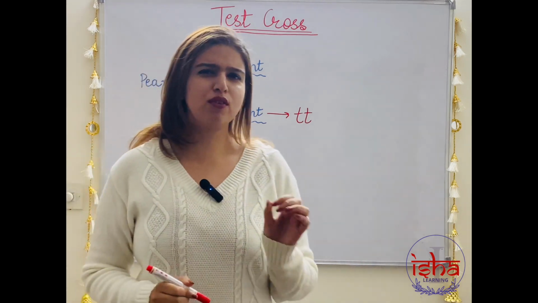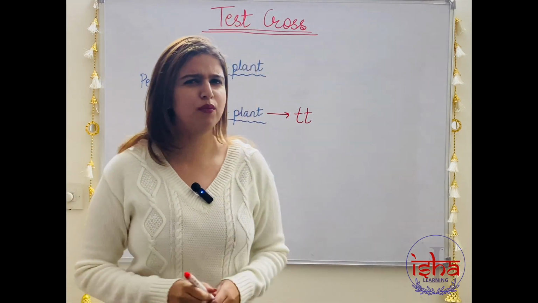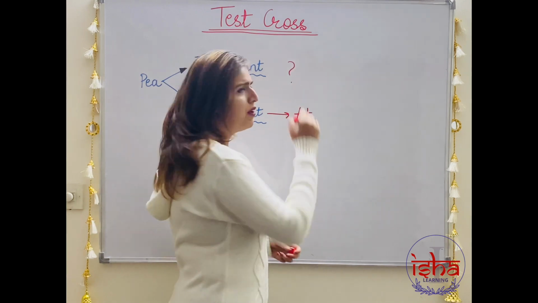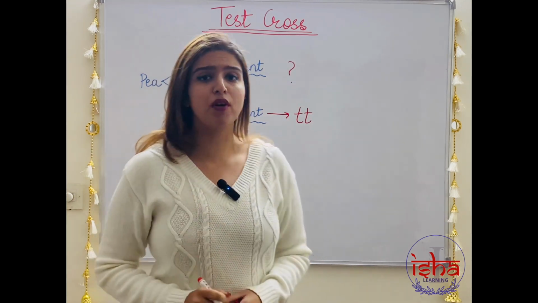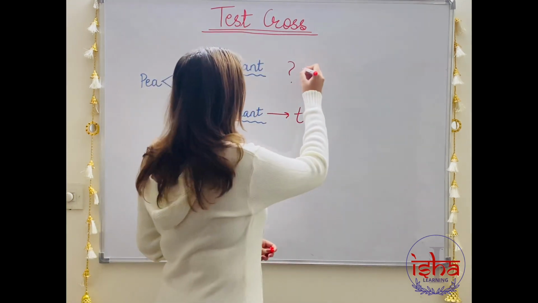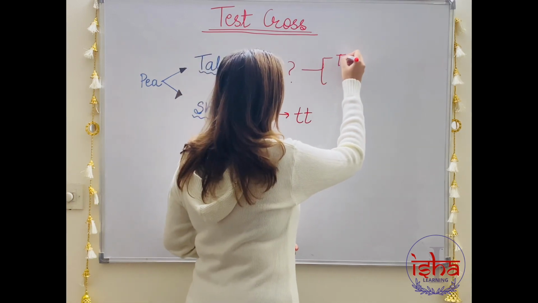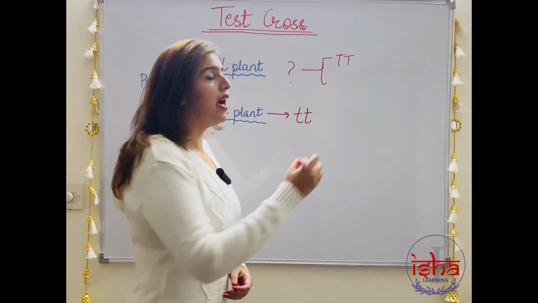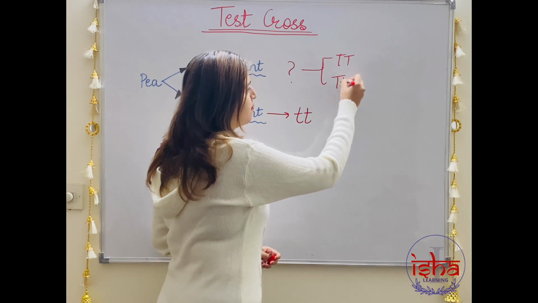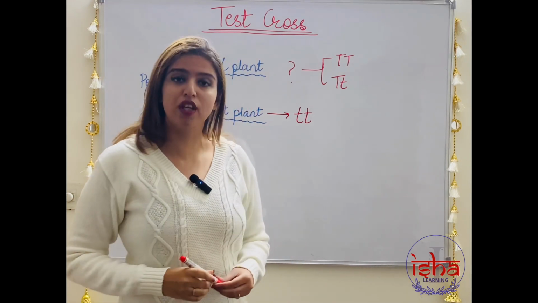But what about a tall plant? Just by looking at it, would you be able to tell me the genotype? Well, two cases are possible. Remember, one is the homozygous dominant condition, the other will be a heterozygous dominant condition. So how are you going to tell me the genotype?